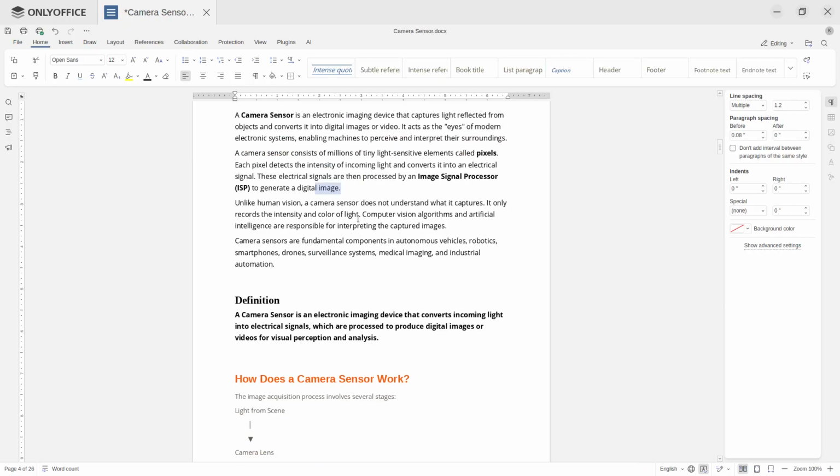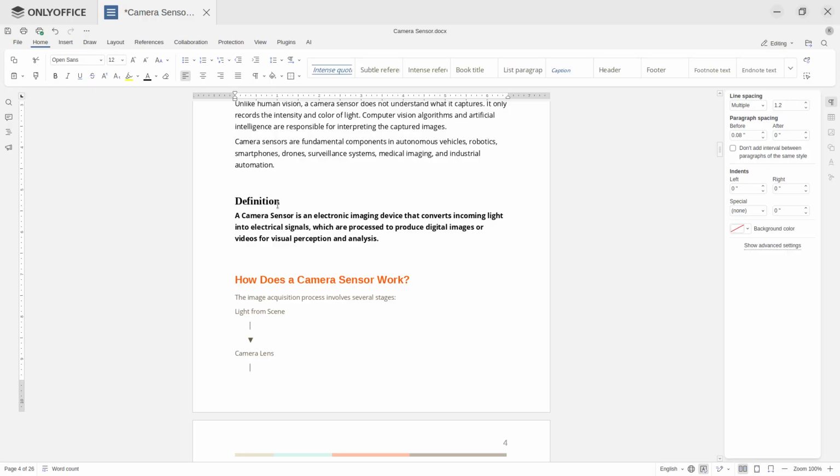Unlike human vision, a camera sensor does not understand what it captures. It only records the intensity and color of light. Computer vision algorithms and artificial intelligence are responsible for interpreting the captured images. Camera sensors are fundamental components in autonomous vehicles, robotics, smartphones, drones, surveillance systems, medical imaging, and industrial automation.